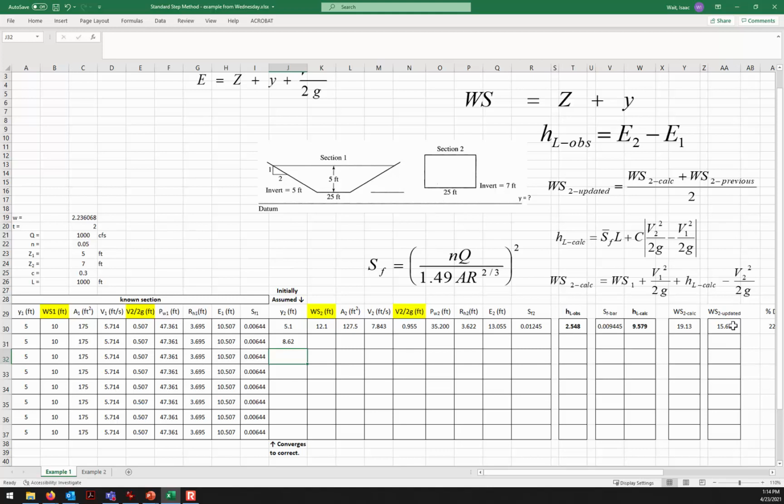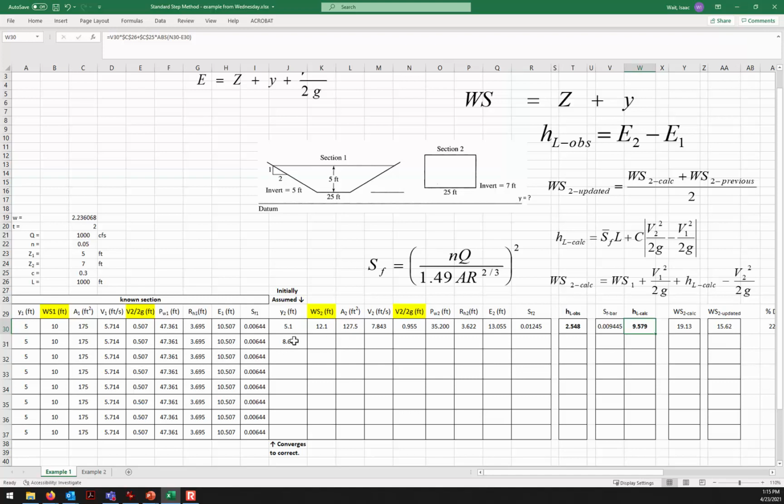And in our previous guess, we went through this comparison of head loss methods. The head loss calculated with Manning's equation and the slope of the energy grade line, and the head loss that's just based on the depths that I've guessed, upstream and downstream. And we want these two head losses to be the same. So as long as they're different, that means that we don't have a good guess yet.